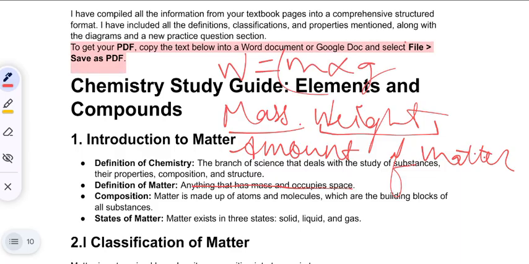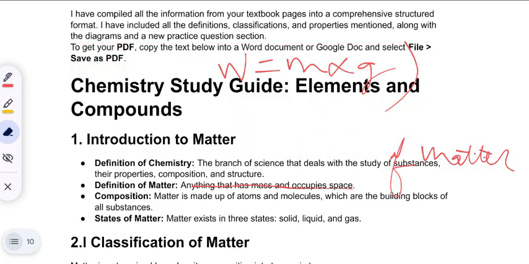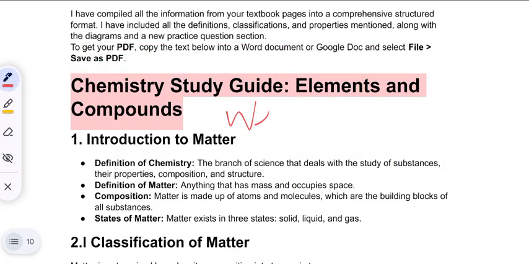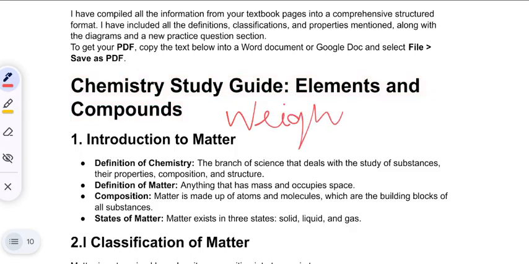What is m into g? Whenever you have to find weight, you have to multiply mass into gravity. Whenever you multiply mass into gravity, you will get weight.